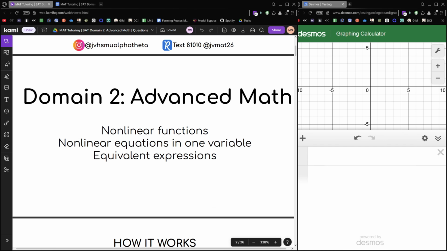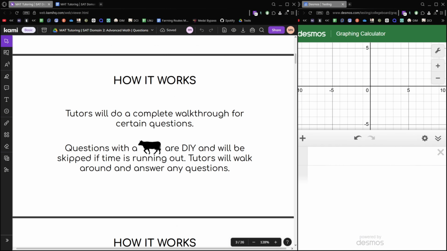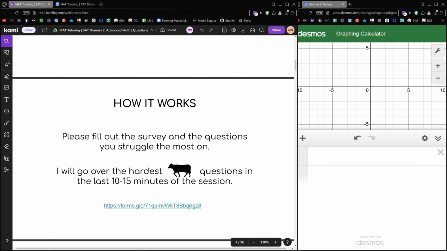These are the topics that we'll be going over. If you're in person, this is how the slides would work. I would go through certain questions, and any marked with a cow would be ones you can try out yourself. Since this is online, I'll obviously be going through every single question. Feel free to follow along or try some out on your own. There's also this form that you would fill out, but once again, I will be going through all of them anyways, so you don't need to fill this out.